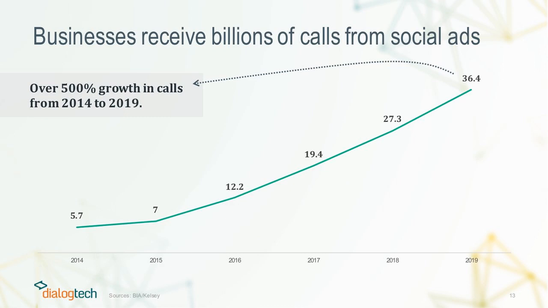But what is that doing for the conversions? Businesses are receiving billions of phone calls from these mobile social ads. In fact, by 2019, there will be 36 billion calls made to U.S. businesses. That's over 500% growth from 2014. So the reality here is just that social media marketers can't ignore phone calls at this stage of the game. It's just, with smartphones and the way people are converting, people still want to talk, especially in really high converting, considered purchase industries, right? So ones where you need to speak with someone to complete a purchase.